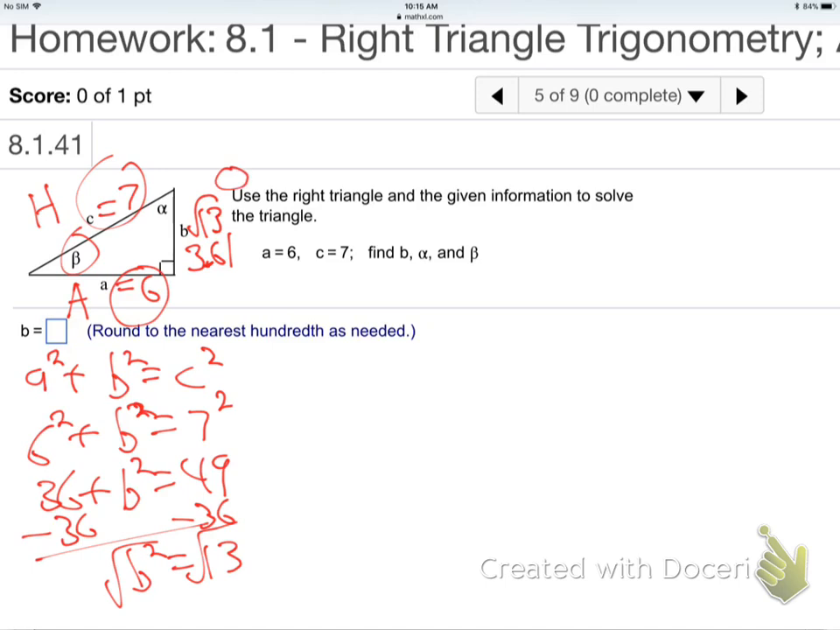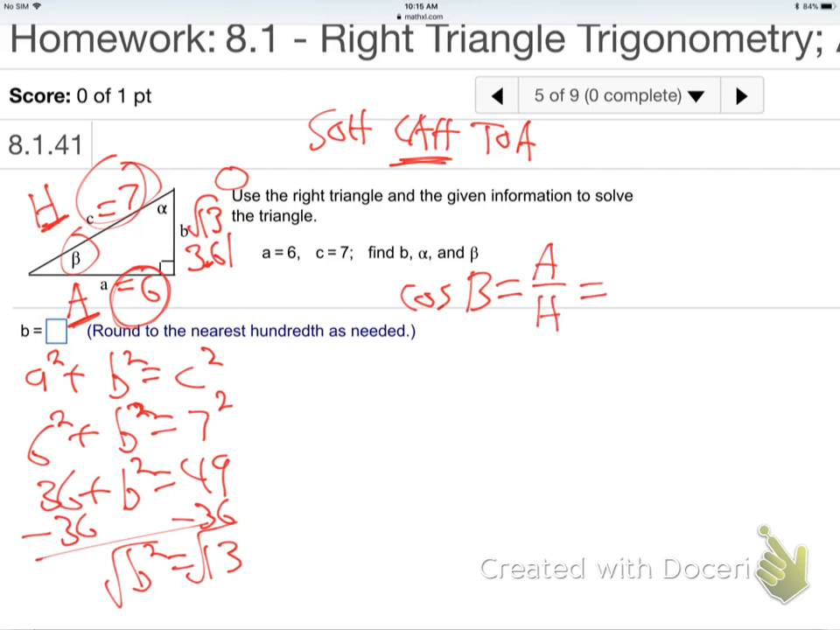So we're looking for a trig relationship. Remember SOHCAHTOA. A trig relationship that involves this side adjacent and this side hypotenuse. Adjacent and hypotenuse. Which trig relationship is that? Cosine, huh? So the cosine of beta is adjacent over hypotenuse, is 6 over the hypotenuse 7. So cosine beta is 6/7. Good so far.